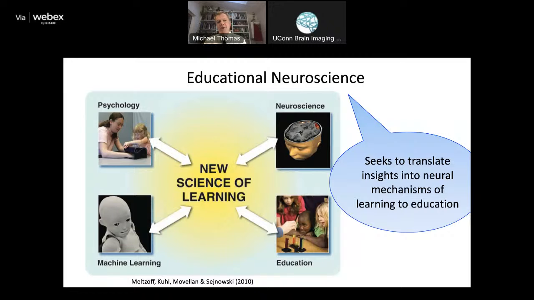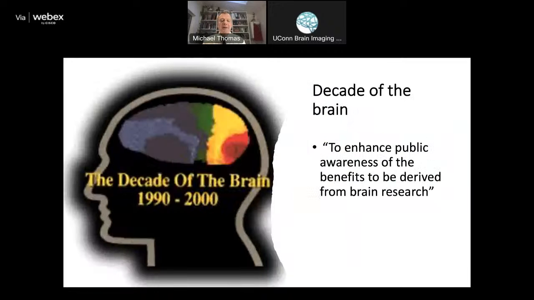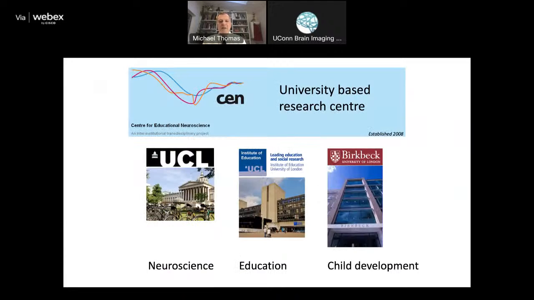But educational neuroscience is, as I say, driven by new developments in brain imaging, really in the 1990s, but also in understanding how learning works and different ways that it can work, formalized in machine learning. So together, these fields came together to generate a new science of learning. And part of this was driven by the decade of the brain, as it was christened in the US in the 1990s, which had the goal of enhancing public awareness of the benefits to be derived from brain research.